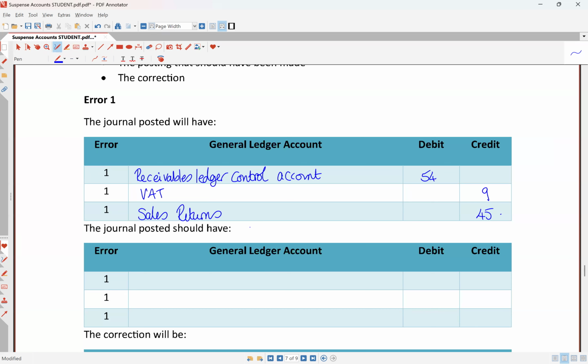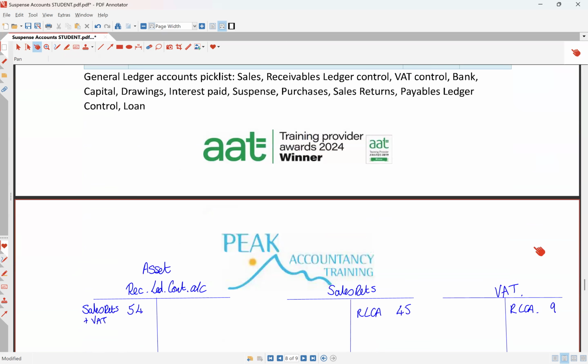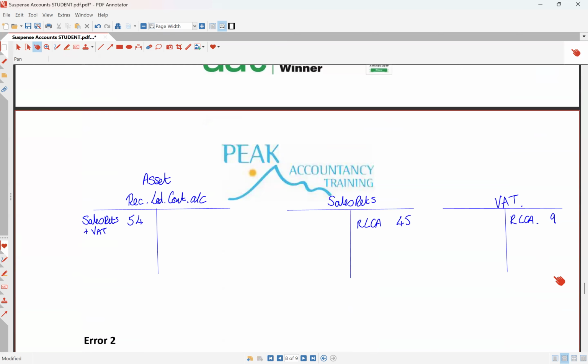What should we have done? That's our second step for this error. What should we have done? Well, let's think this through. This is a credit note. Credit notes mean that you owe your customer some money back. You're potentially going to pay them a refund, or you put a credit note on the system that they can knock off a future payment. So we should have reduced it.